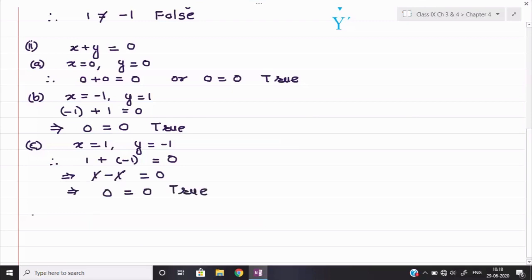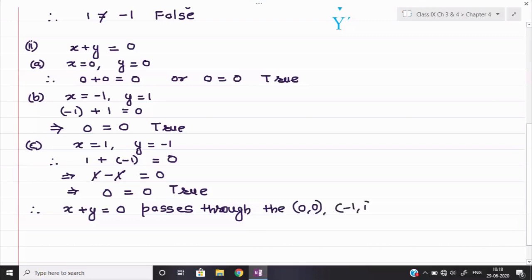So we can say that therefore x plus y is equal to 0 passes through the given points: the first one is 0 comma 0, the second one is minus 1 comma 1, and the third one is 1 comma minus 1. That way we can write down the concluding statement.